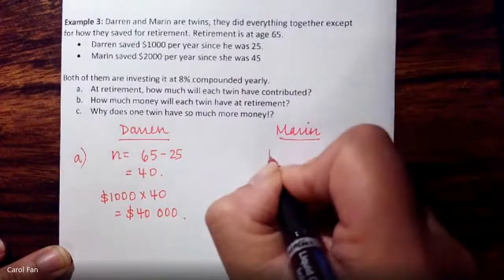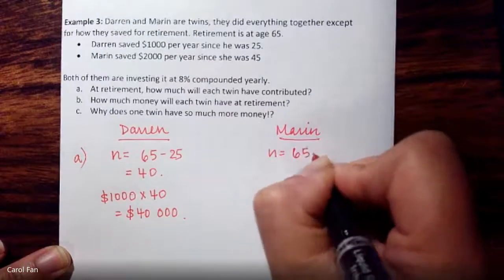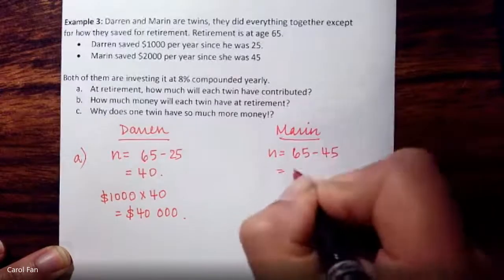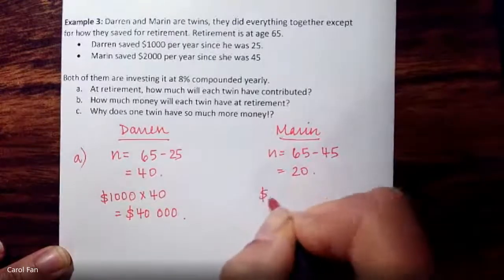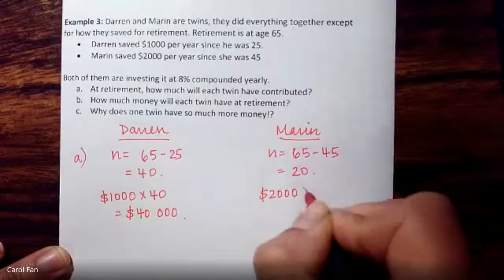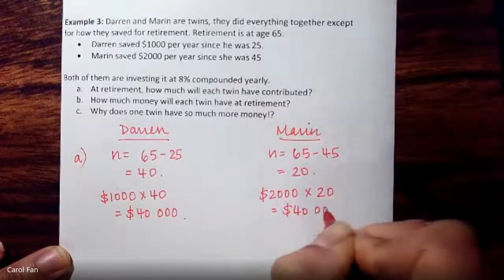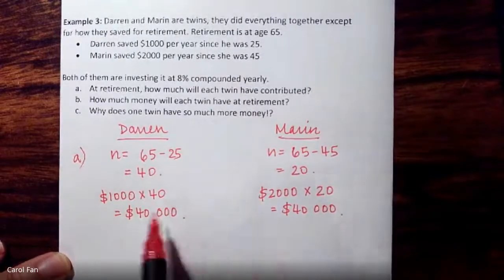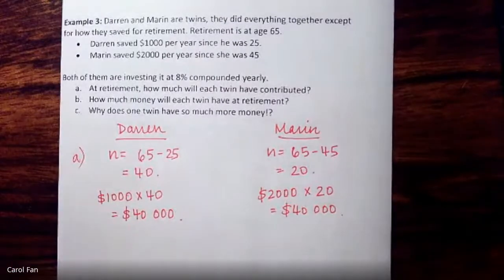Marin, on the other hand, has contributed since she was 45. So her N is 20, but she doubled the payments and she ended up contributing $40,000 as well. So we know that both of them at retirement have saved $40,000, except that the way they saved it was different. Darren started earlier when he was 25, and Marin started when she was 45.